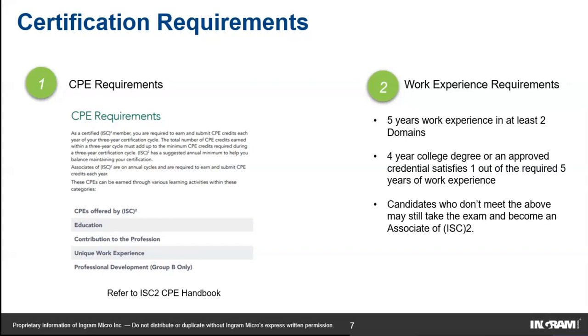Even if that is not the case, you still pass the exam, you become an associate of ISC squared. You get an associate certificate. What it means is you get the next 6 years to complete the 5-year work requirement. Or if you already have a college degree, you get a 4-year requirement. So that is what an associate means.